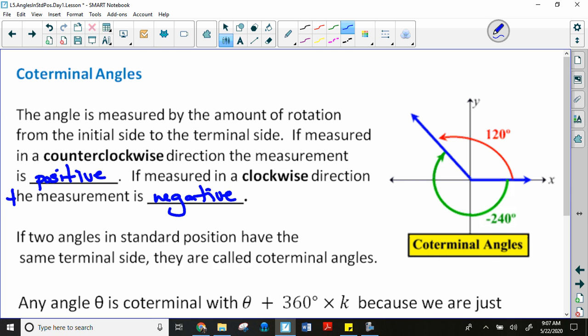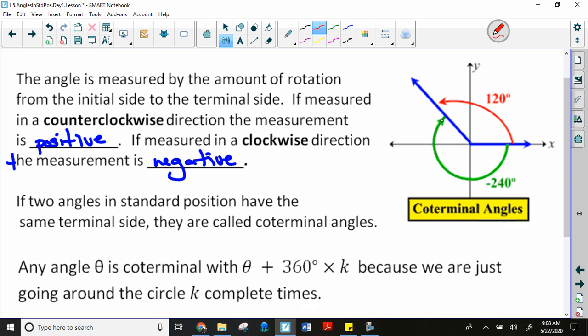So if we look at this diagram, we've got our positive angle that goes from the initial arm to the terminal arm, and it's a measure of 120 degrees. And then the negative angle, which is the coterminal angle, is like, well, what would happen if we went this way in order to find where the angle was? Well, the coterminal angle is negative 240 because it's going clockwise. So if two angles are in standard position, this is standard position right now, and they have the same terminal side, they are called coterminal angles.